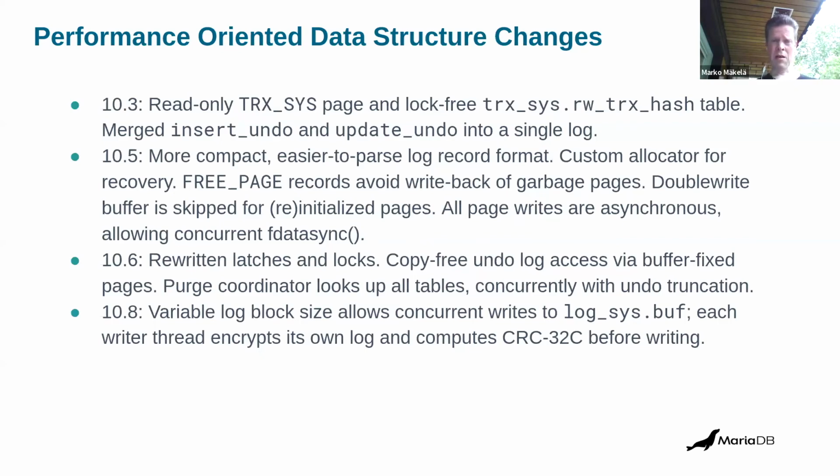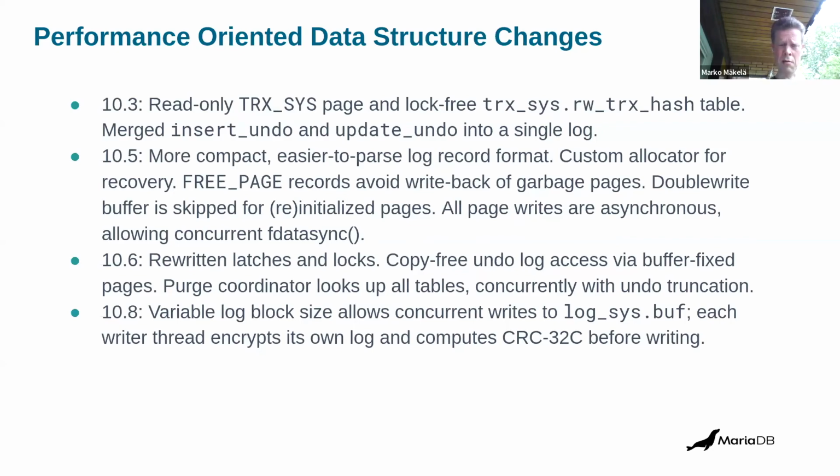All page writes in 10.5 are asynchronous, including the double write buffer, and we use all 128 pages of the double write buffer for actual operations. In MySQL 5.7, this double write buffer was only used with synchronous writes and 64 pages at a time. So we have more capacity for the double write buffer.